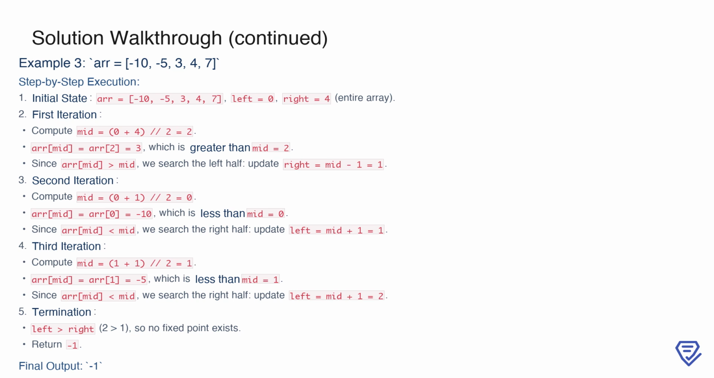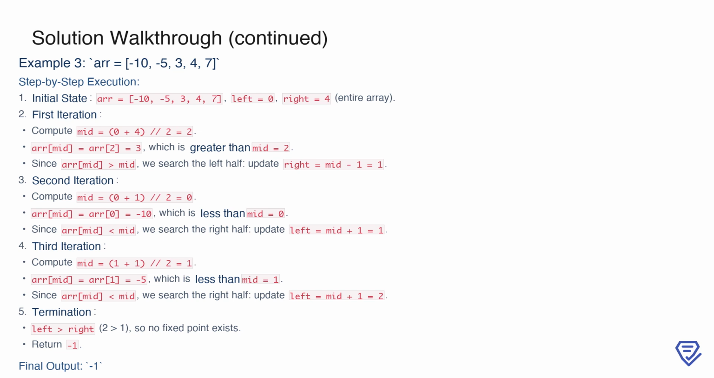In the second iteration, the midpoint is recalculated as (0 + 1) // 2 equals 0. Here, the value at index 0 is -10, which is less than the index 0. When the value at mid is less than mid, we shift our search to the right half by updating left to mid + 1, which becomes 1.